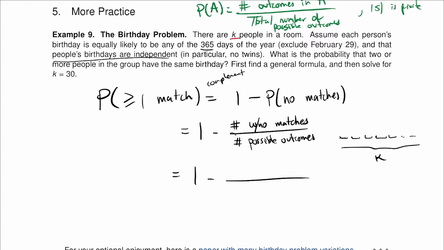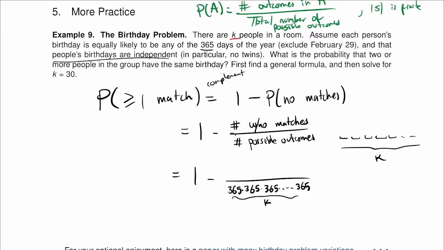The number of possible outcomes of birthdays is going to be, for the first person, we can pick every day of the year. So it's 365. For the second person, it's going to be the same. And so on, until k numbers here.